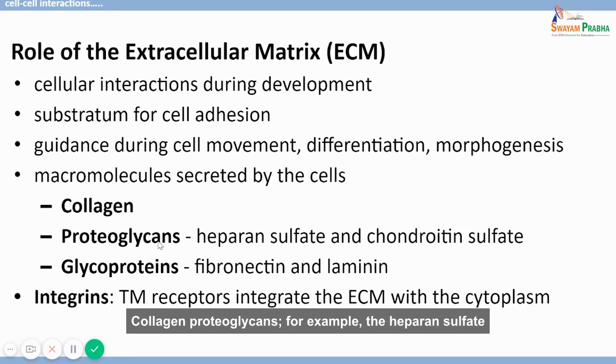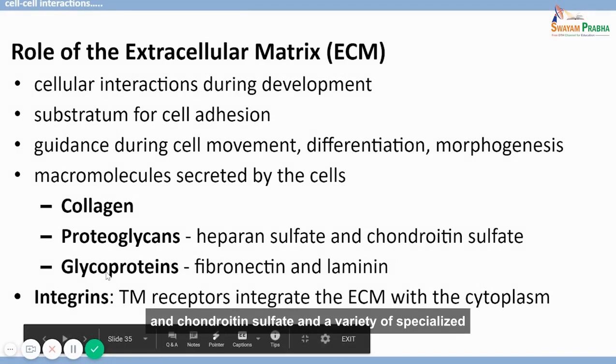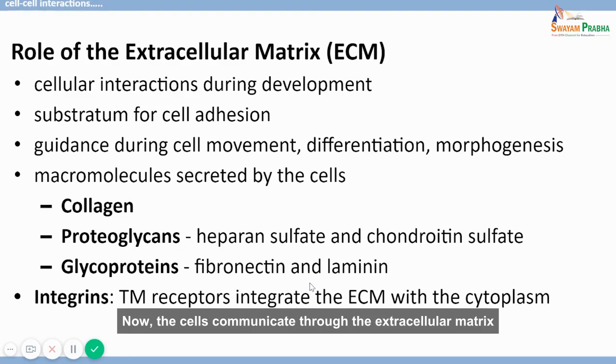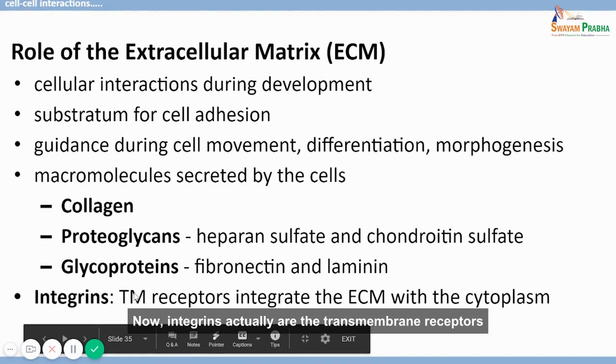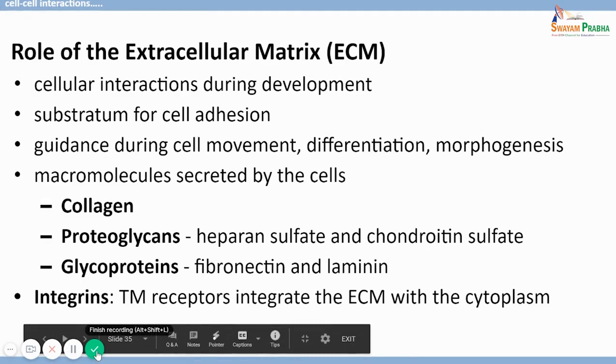Collagen, proteoglycans, for example, heparan sulfate and chondroitin sulfate, and a variety of specialized glycoprotein molecules such as fibronectin and laminin. Now, the cells communicate through the extracellular matrix via plasma membrane receptors, namely integrins. Now, integrins actually are the transmembrane receptors which integrate the extracellular matrix with the cell's interior, helping them to work synchronously. Right. Next, we study pattern formation.